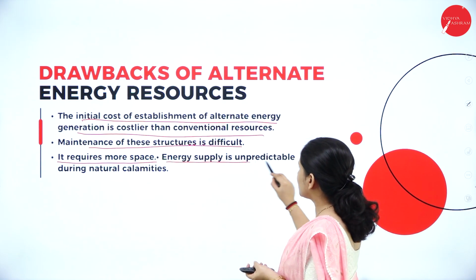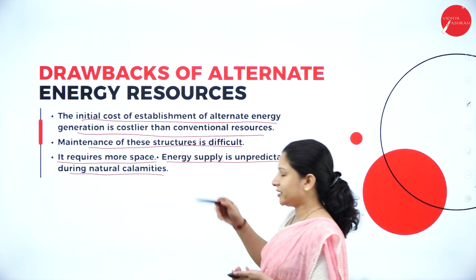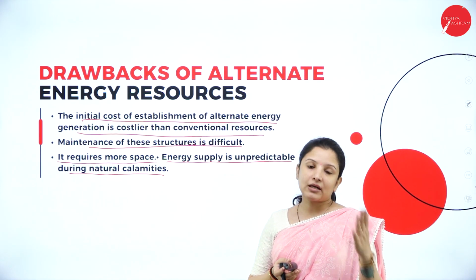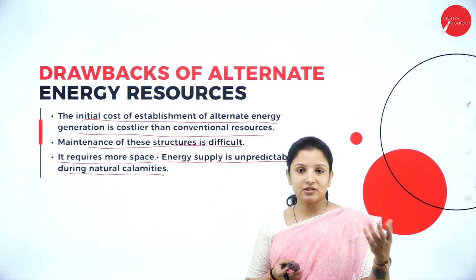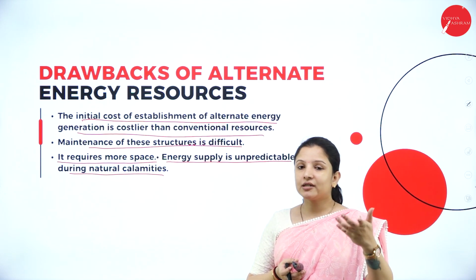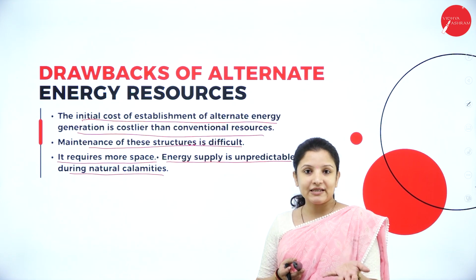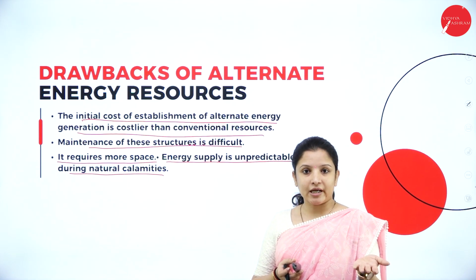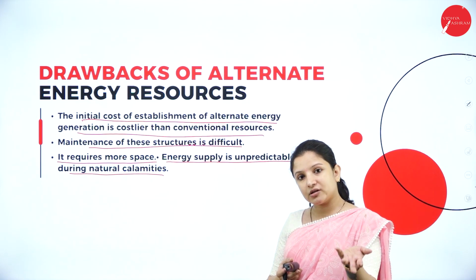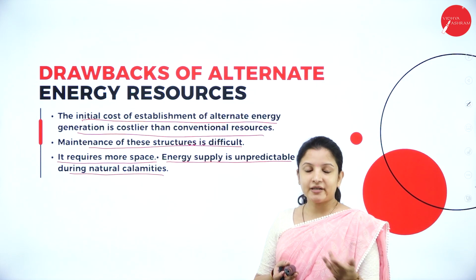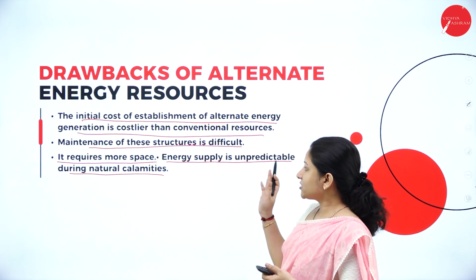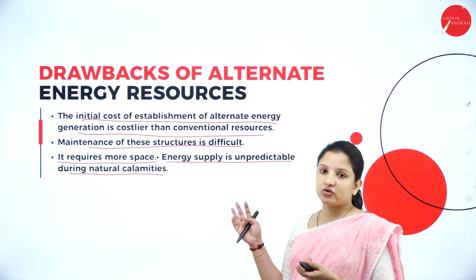And the energy supply is also unpredictable during natural calamities. Say for example, I'll talk about solar energy. During the rainy season, we cannot completely depend on solar energy, right? Because it is cloudy, enough solar energy cannot be obtained. Therefore, electricity cannot be given to that particular household during the rainy season or cloudy weather. Of course, during natural calamities petrol and diesel can be provided, but electricity cannot be provided continuously. So that is why energy supply is unpredictable during natural calamities.